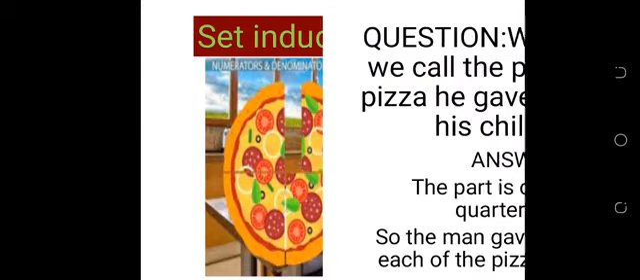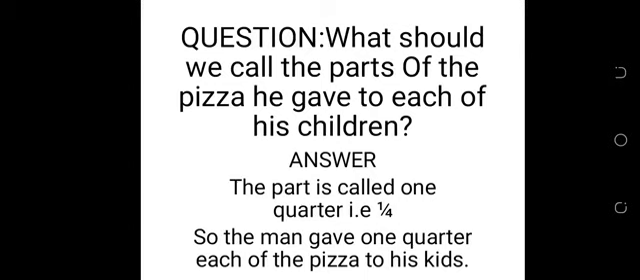My question is, what should we call the parts of the pizza he gave to each of his children? Very good. The part is called 1/4. So the man gave 1/4 each of the pizza to his kids. And that brings us to the topic we have today, fraction.